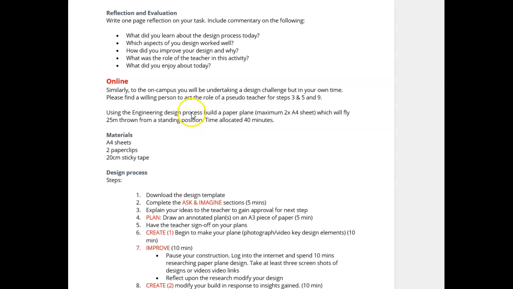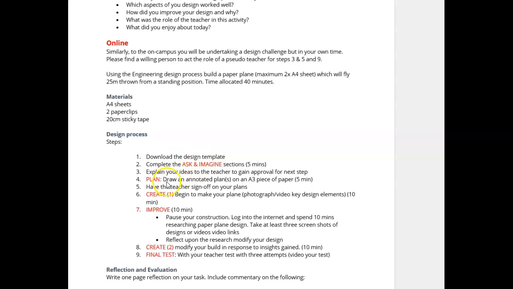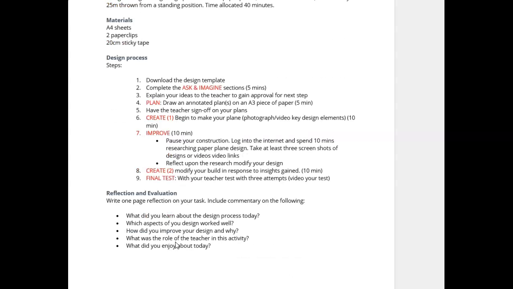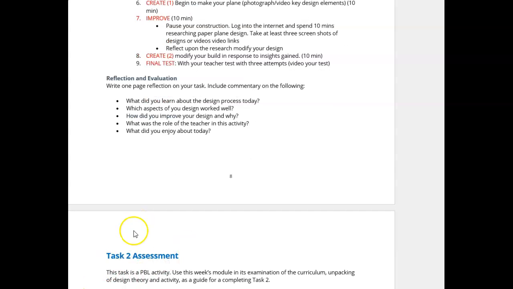But I've actually got a little shorter one perhaps. You'll need someone to act as your accountability pseudo teacher for you in a couple of steps. But you're going to design a paper plane, and you're going to see if you can fly 25 metres, and you've got 3 attempts at the end. So along the way, you'll do the ask, imagine, you'll plan, you'll create, you'll improve, you'll create, and then you'll do a final test to see if you meet your goal. So that's the activity. You can do either of those, but in class you'll be doing the tower construction. And here are some important questions that you would want to ask in your class if you're doing an activity like this, and what I'm asking you as well. So have a look at those questions.